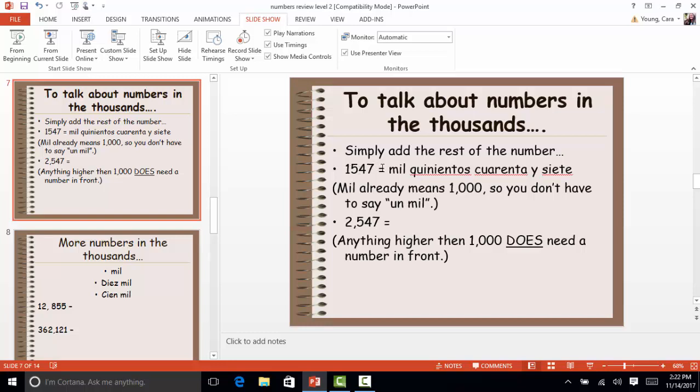So you have to make sure, even when you're saying the date, that you spell out the whole number. So if you wanted to say someone was born in 1547, you would say él nació en 1547.